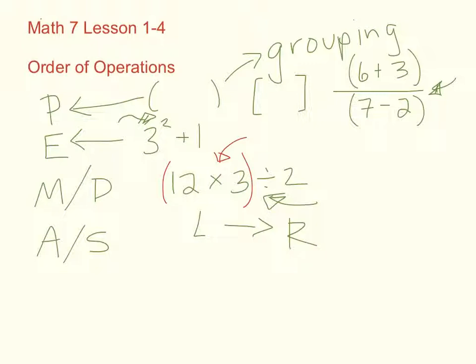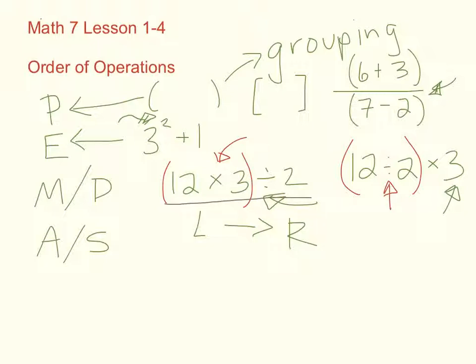Now, if you get a problem where you have division first, well then, tough. You're just going to have to do the division before the multiplication. So let's say you got a problem like 12 divided by 2 times 3. In this case, from left to right, the division comes first. So you've got to do the division problem first, and then you're going to do times 3 second.